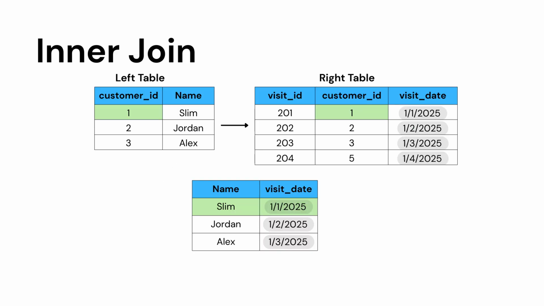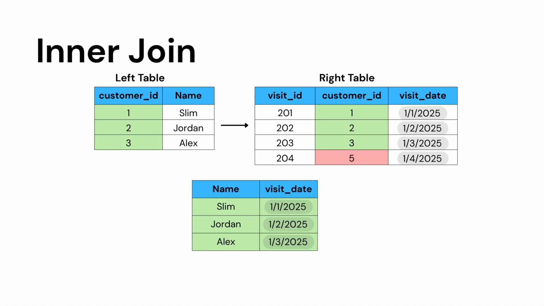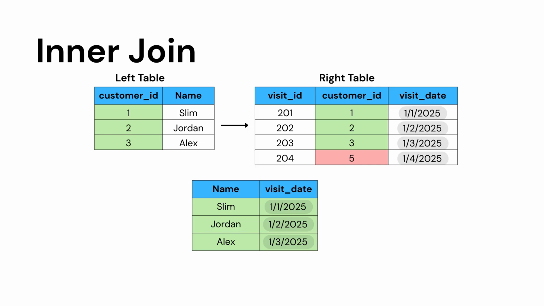So since we're joining on the ID, if both tables don't have the ID, it's going to be left out of the result. And looking at this, we see customer ID 1, 2, and 3 is in both tables. That means that Slim, Jordan, and Alex, they visited the trap house and they're going to be in the final result. We also have another customer ID 5, which is not in both tables. So that means that they're not going to be in the final result.